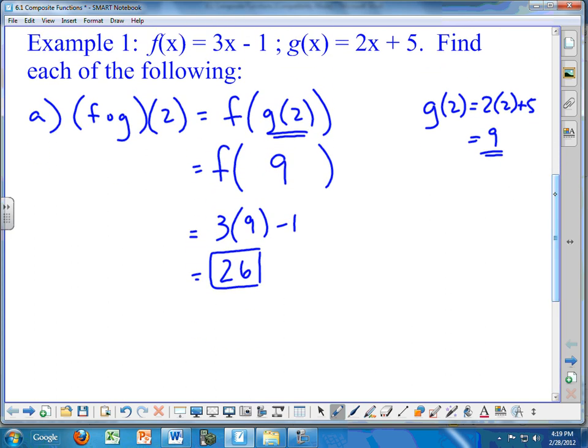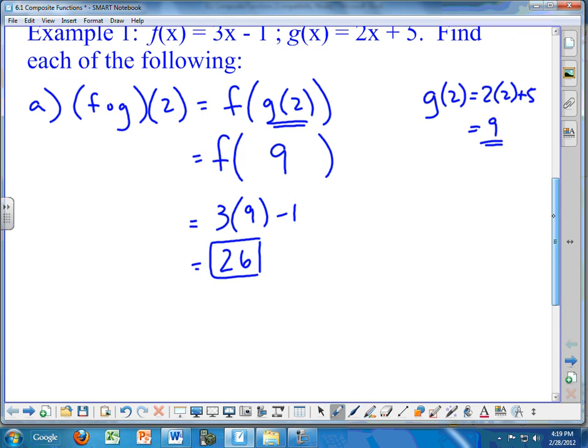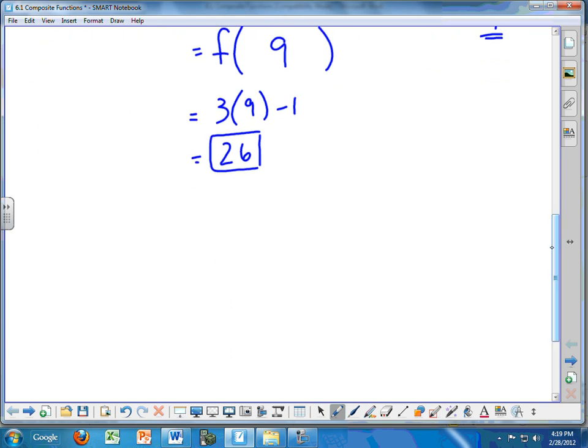And as we continue down, let me just point out here, I'm going to use the same functions, 3x minus 1 and 2x plus 5. So let's start with part B here. Second part is going to be g of g of 1/2, which is a strange concept. It's like putting it into the microwave and then putting it back in the microwave. So we're going to do it twice.